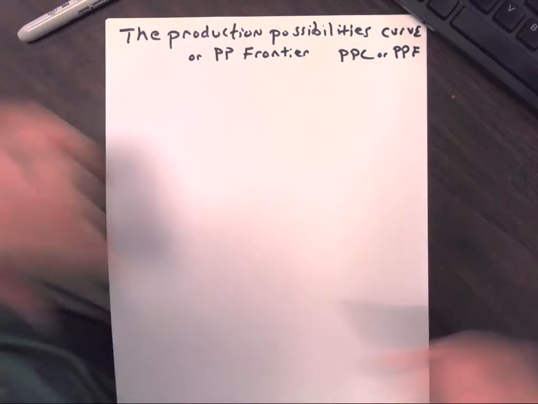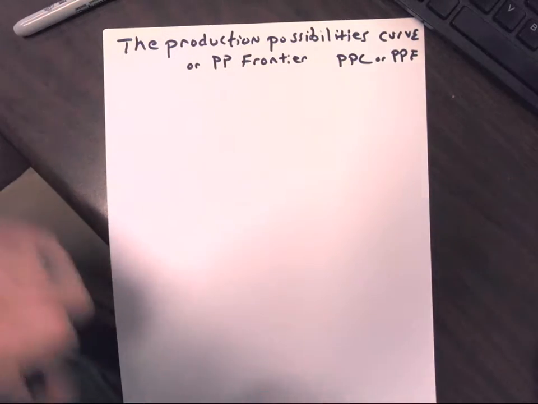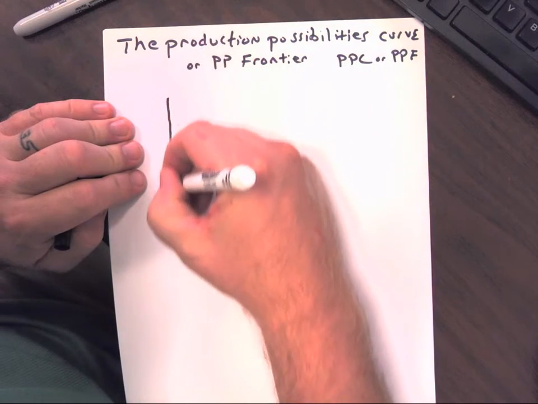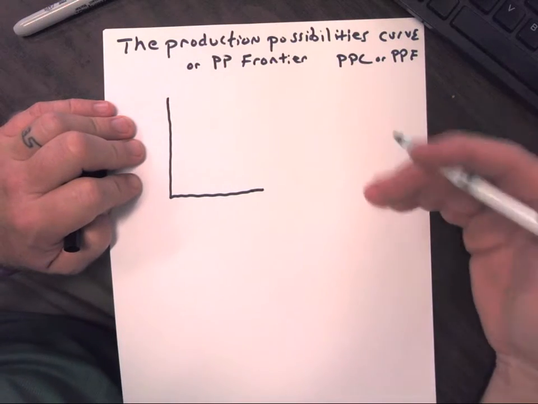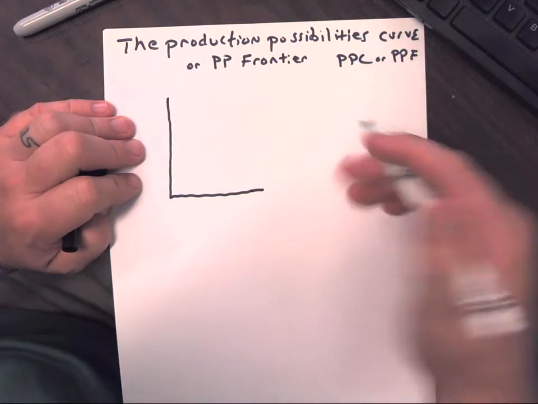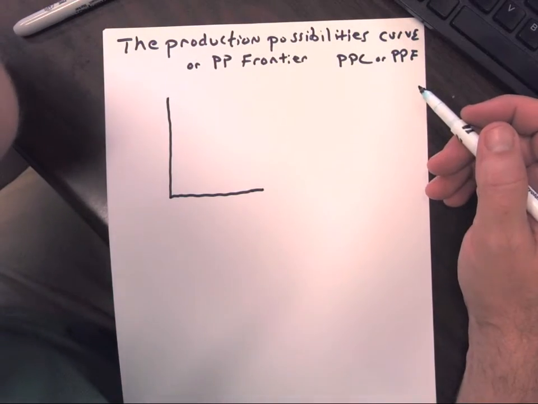Good morning. So you saw earlier in the first video the production possibilities curve, and on that curve I showed you what a movement was. Now, the production possibilities curve itself is going to show us what our economy can make.